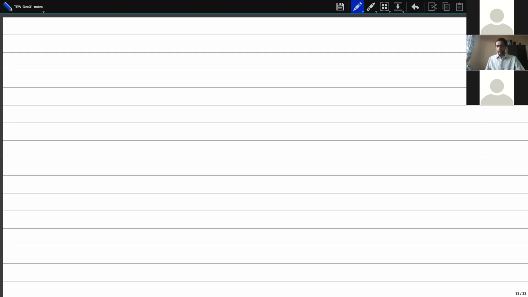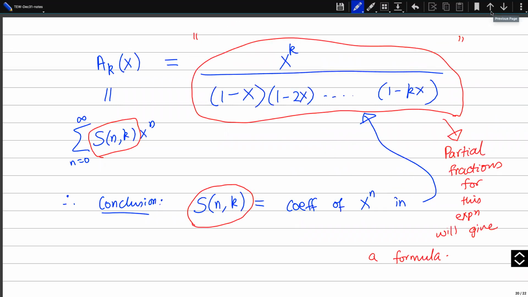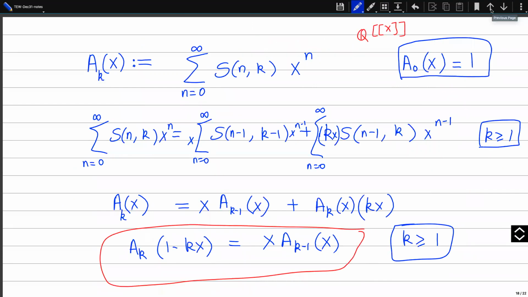Okay. So I just wanted to discuss the few things which I left as exercises during the previous lecture. So let me just pull up my lecture notes. So recall that this was the thing we were doing at the very end.